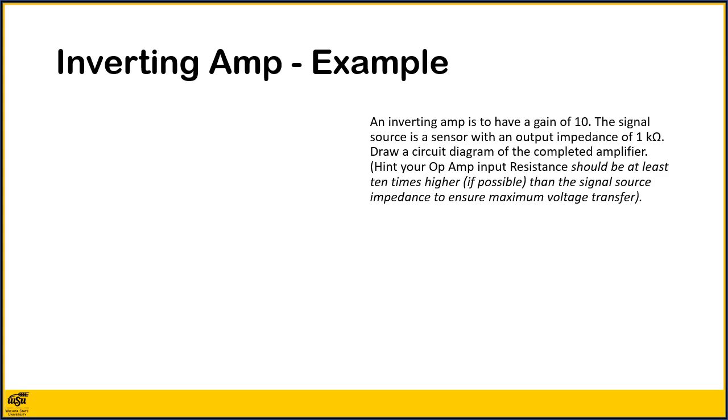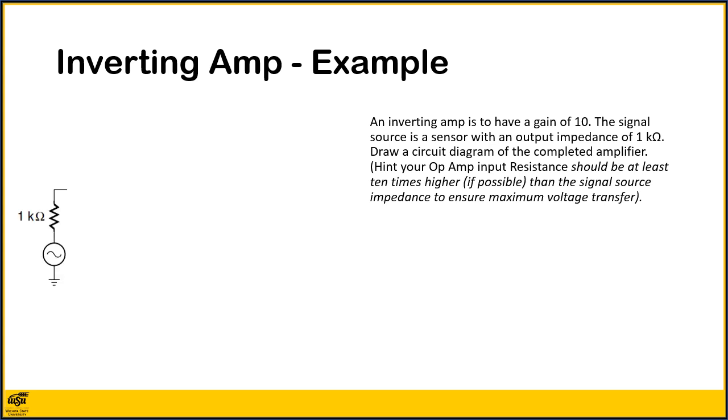An inverting amp is to have a gain of 10. The signal source is a sensor with an output impedance of 1 kilo ohm. Draw a circuit diagram of the completed amplifier. Hint: your op-amp input resistance should be at least 10 times higher, if possible, than the signal source impedance to ensure maximum voltage transfer.